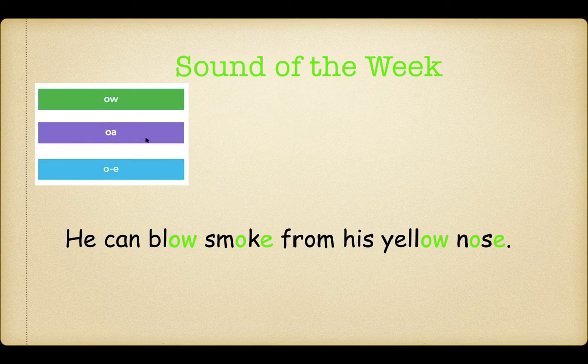Let's have a look. Did you see blow? In blow we have B-L-O with the O-W grapheme making the O sound. Smoke uses the split grapheme, O split E, S-M-O-K-E, smoke. We have the word yellow, which uses the O-W grapheme making the O sound, Y-E-L-L-O-W, yellow. And in our last word, nose, we're using the split grapheme again. So we have N-O-S-E, nose.